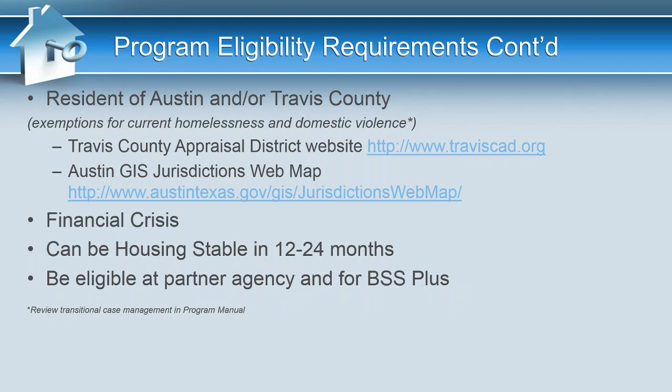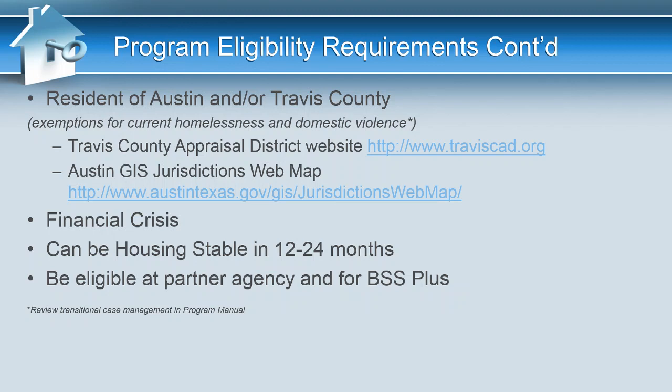In addition to the residency, the household also has to be in a financial crisis. The household must be able to be housing stable within 12 to 24 months. And they also must be eligible at a partner agency for BSS Plus services. So if someone is seeking services at, say, Family Eldercare, they also have to, in addition to these city-required program eligibility requirements, meet the individual agency's eligibility needs. And that might be that they have to be a senior, or that they have to be someone that's presenting with a disability or a certain medical illness. And that is all going to vary by the agency that you are working for.